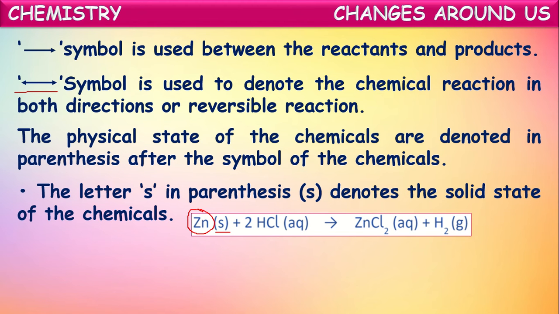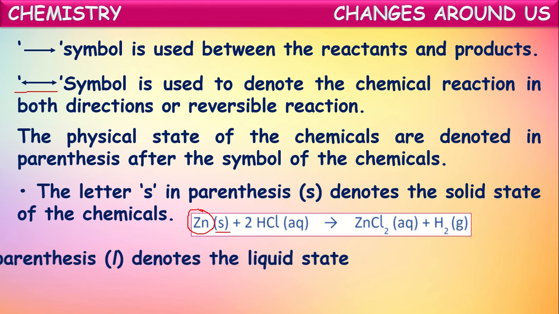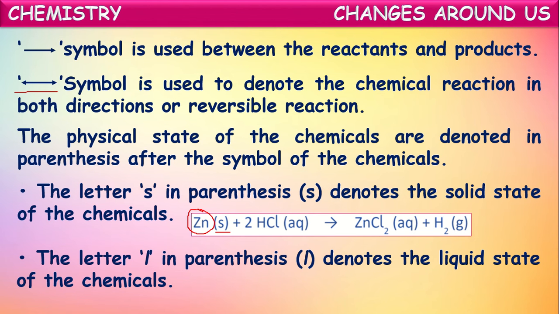So in this way, the physical state of the chemicals used in the chemical reaction, as well as the chemicals formed in the reaction, can be represented by using certain symbols in parentheses beside those formulae. So here S represents the solid state of the chemicals taken in the reaction. And in the same way, the letter l represents the liquid state of the chemicals. For example, if we see this equation, HgO giving Hg plus O2.